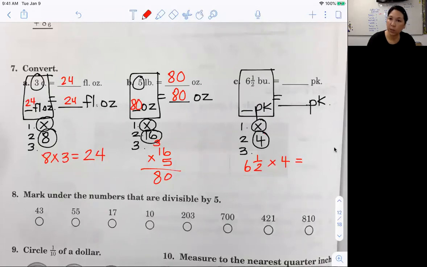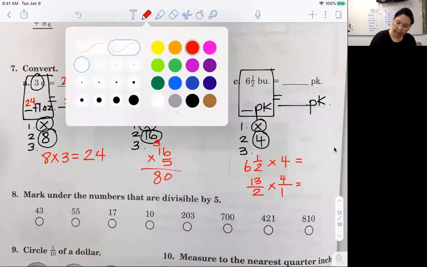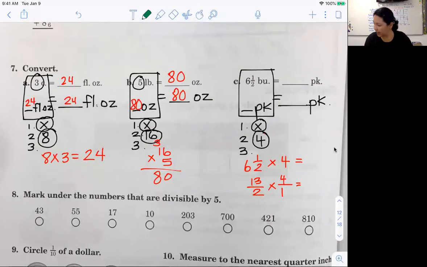2 times 6 is 12. 12 plus 1 is 13. So this becomes 13/2. And 4, we need to make a fraction. We're going to make it over 1. Is there anything I can cross cancel here? Yeah, 2 and 4, right? Let's cross cancel. How many 2s can go into 2? 1. How many 2s can go into 4? 2.